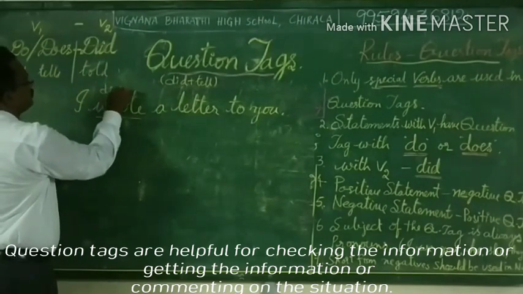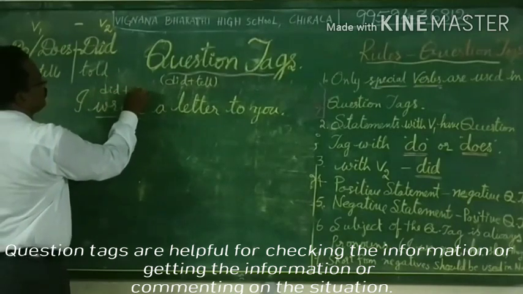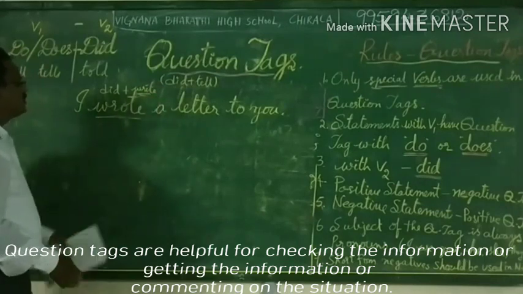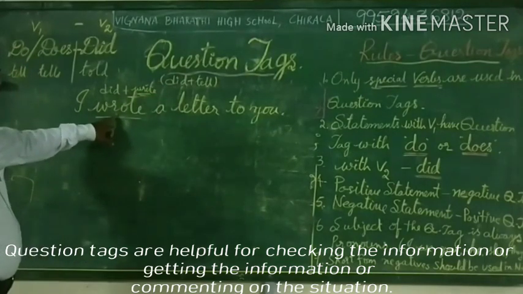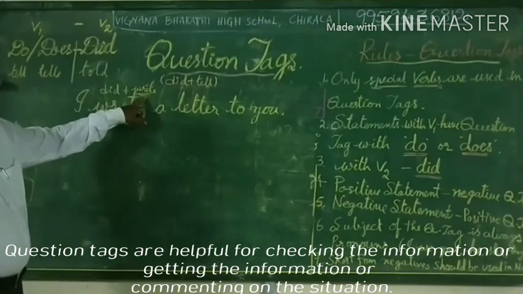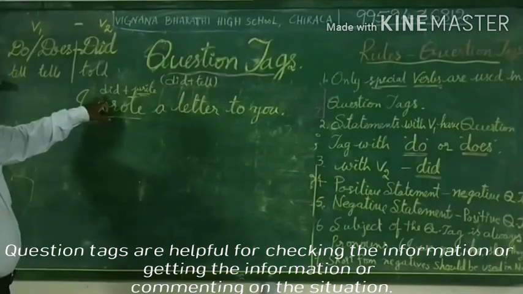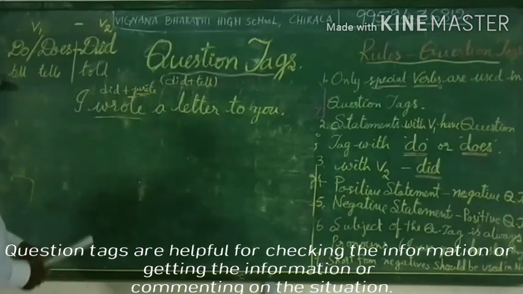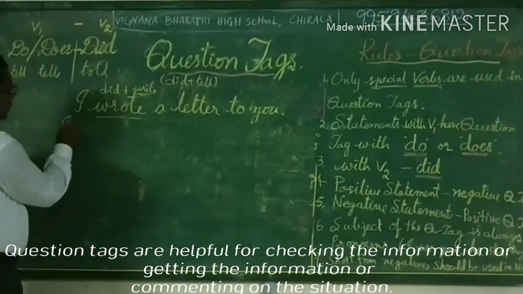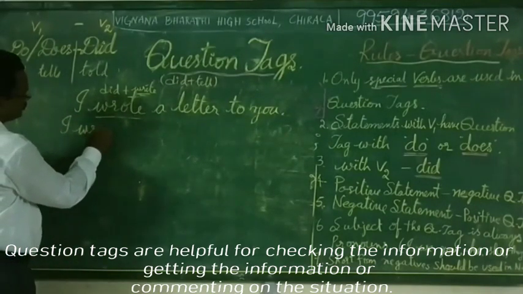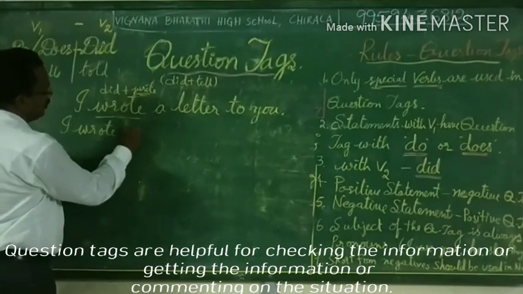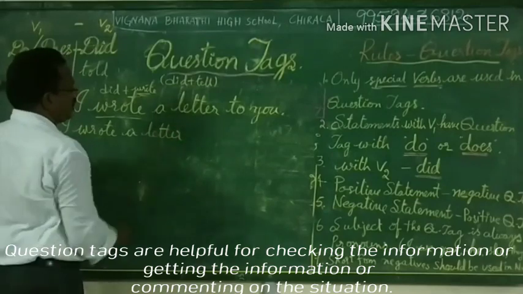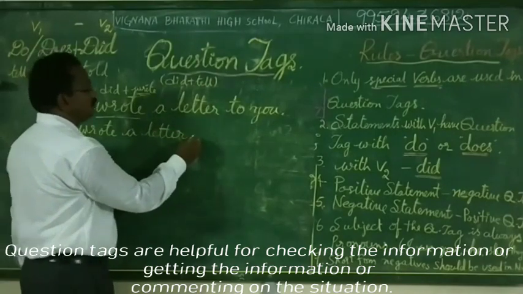Did plus write. So what is the root form of the verb wrote? Write, W-R-I-T-E, write. So did write, wrote. We split it into did write. Now the sentence: I wrote a letter. I wrote a letter to you.